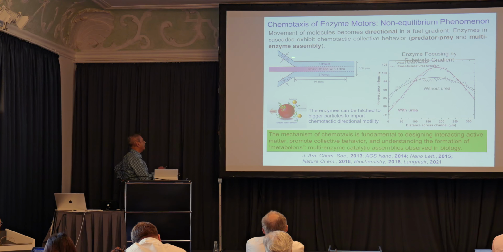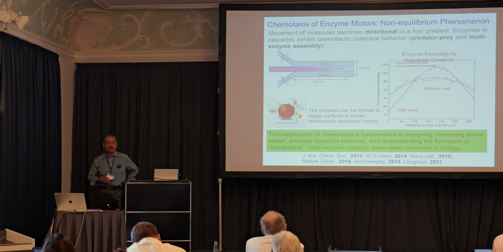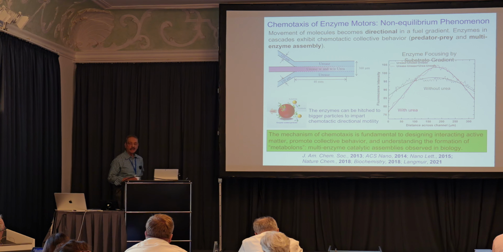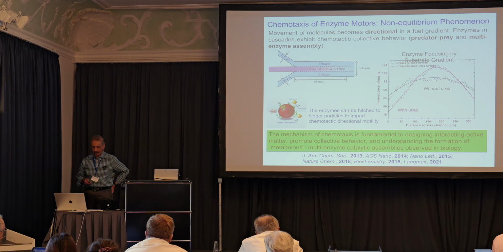Here's just one example of a 3-inlet microchannel. You put equal concentration of the enzyme urease in all 3 channels. And then if you pass its substrate through the middle channel, the enzymes from the side channels will focus in the middle channel in search of fuel. So you go from an equilibrium distribution of enzyme to a non-equilibrium distribution.